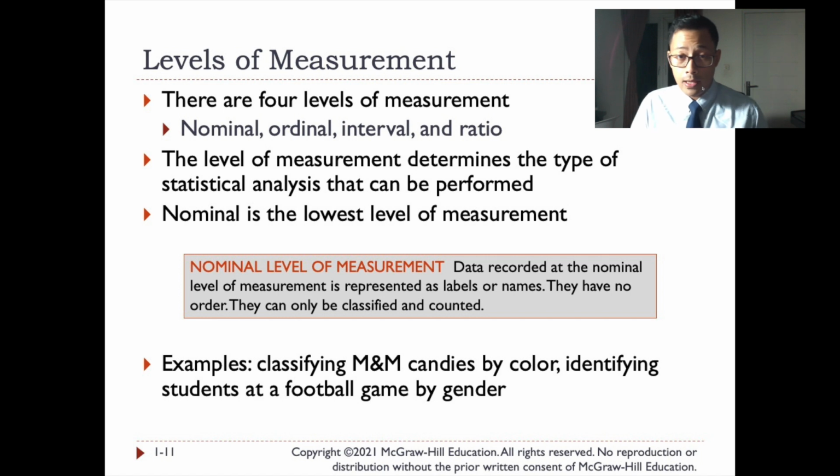So the next definition that needs to be intuitive for you is the level of measurement. There are basically 4 levels of measurement. The first one is the nominal, the second one is the ordinal, then interval, and ratio. It's very important to not only memorize, but to actually understand the levels of measurement. Why? Because the level of measurement is going to determine the type of statistical analysis that you can perform.